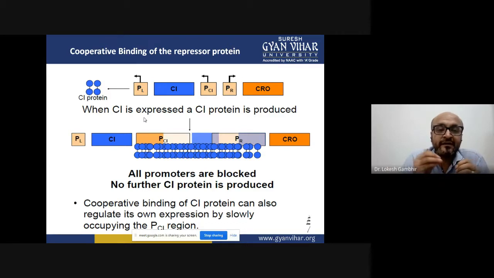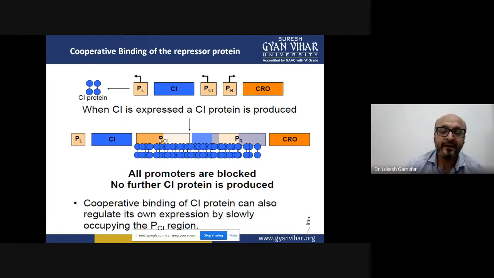Now the interesting thing is, once a tetrameric molecule is going and binding to the operator, then there is a cooperative binding. It will further potentiate the binding of other C1 proteins to all the operator regions. Now what is happening? Slowly, this cooperative binding leads to the occupancy of OR3 also. Thereby, it inhibits the binding of RNA polymerase to its own promoter.